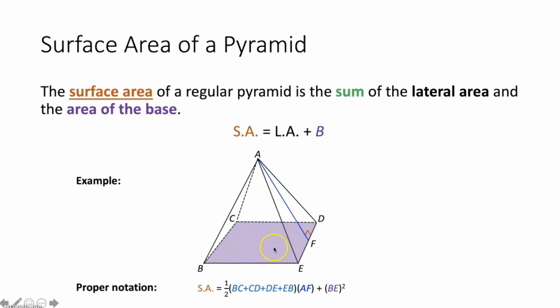In this particular pyramid, we have a regular pyramid, meaning our base has to be a square. So if I want to find the surface area, I take the lateral area, which again was 1/2 the perimeter of your base times the slant height, and then add in the area of your base.